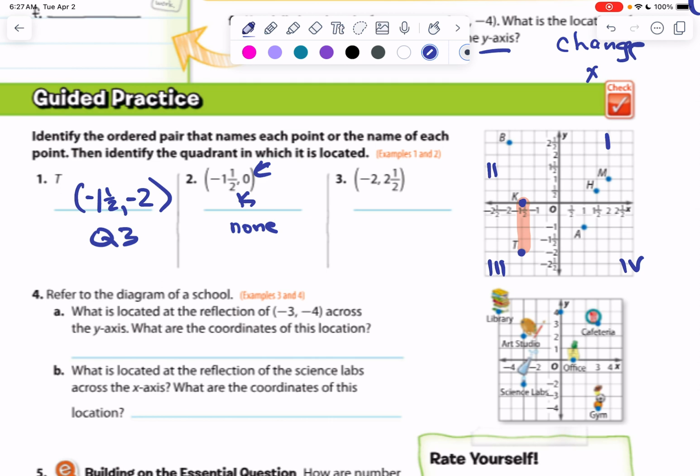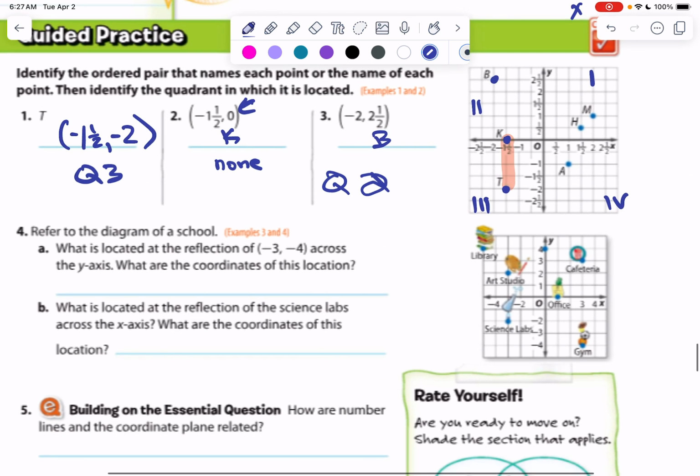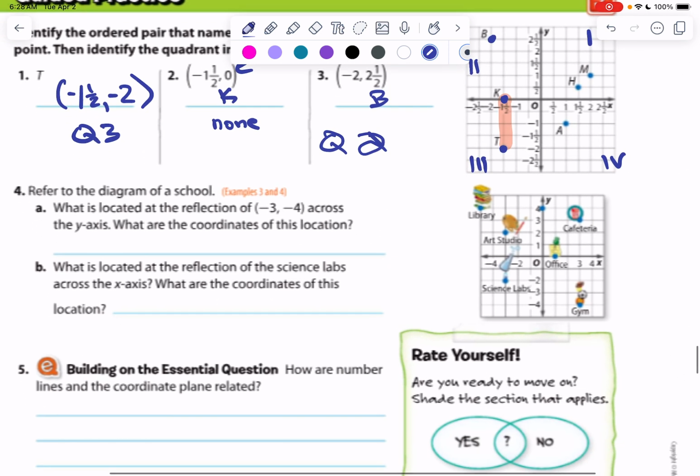Okay, negative 2, 2.5. It's positive 2.5. B. And what quadrant is that one, 2? Quadrant 2. Okay? Now we've got a diagram with locations, such as this cafeteria here.